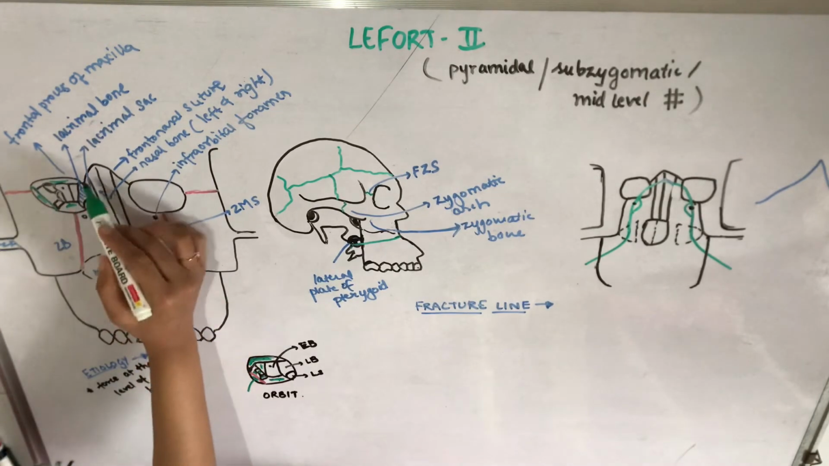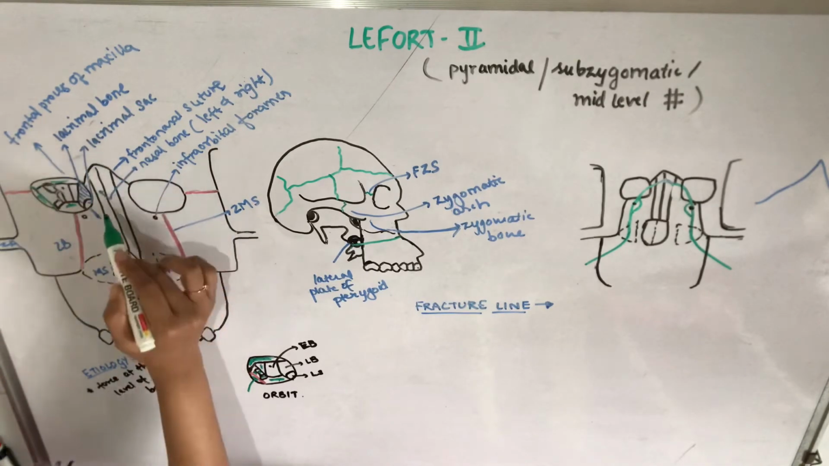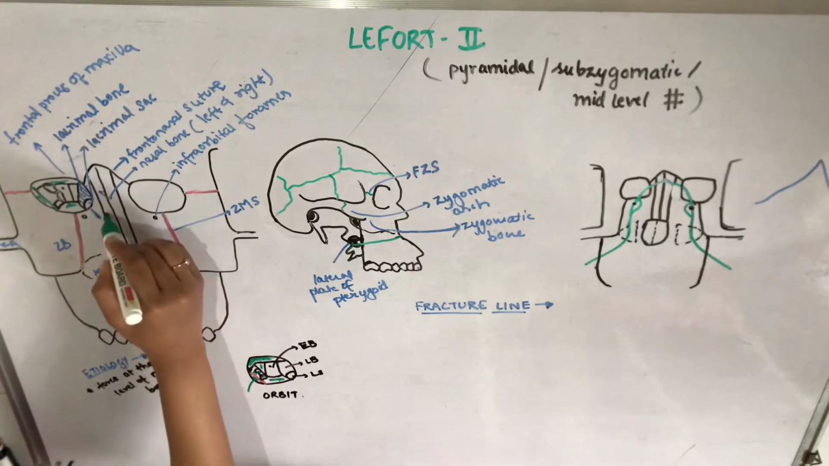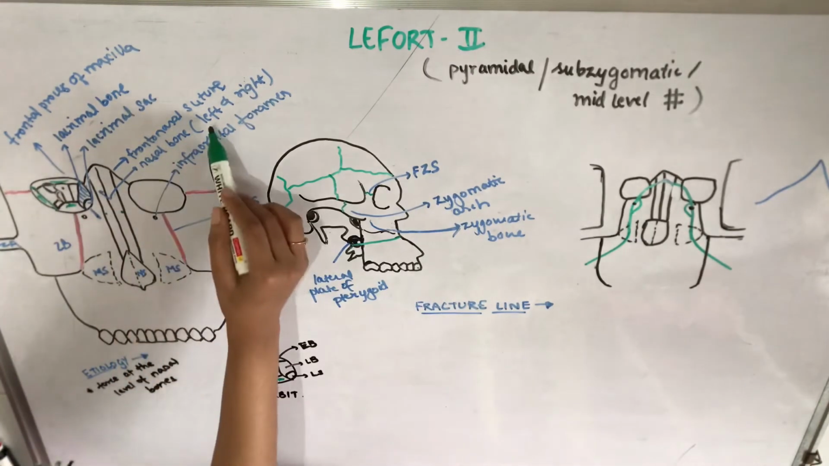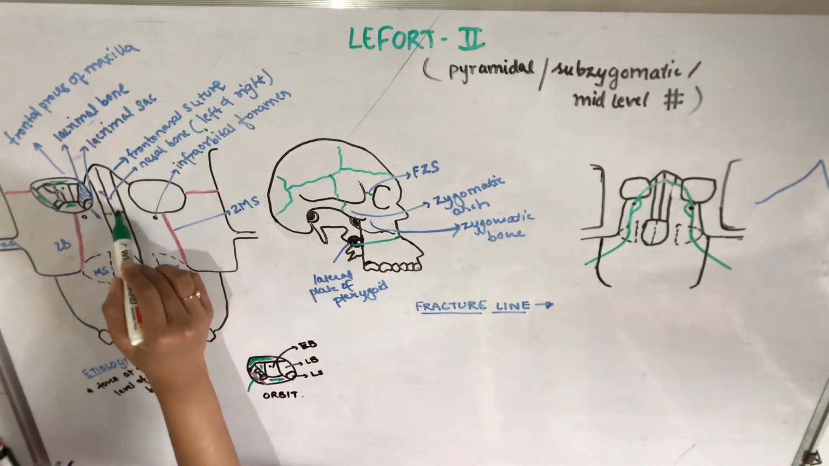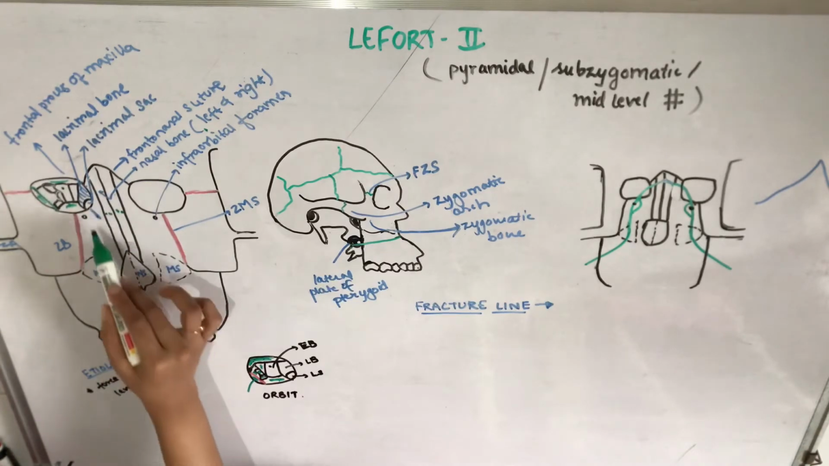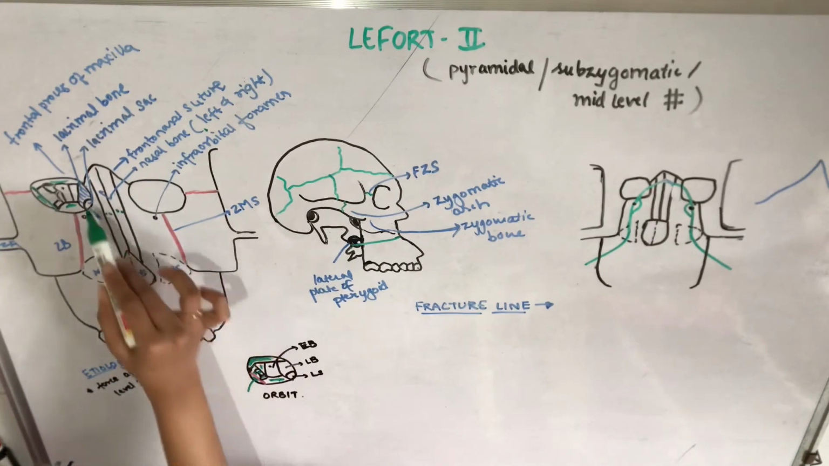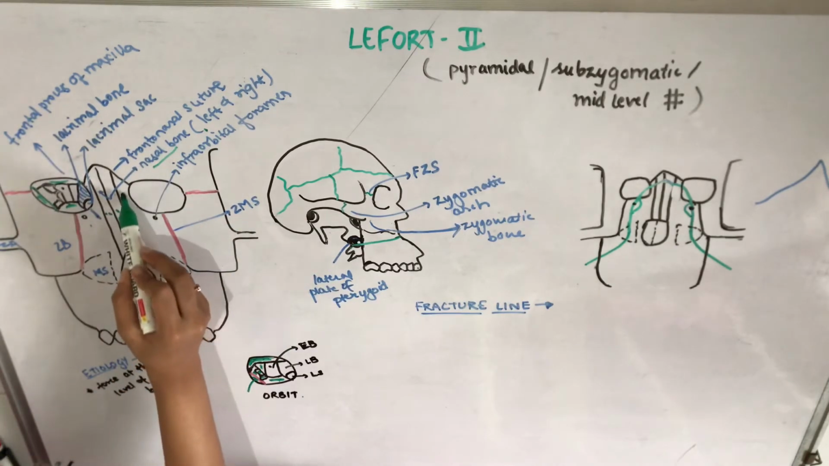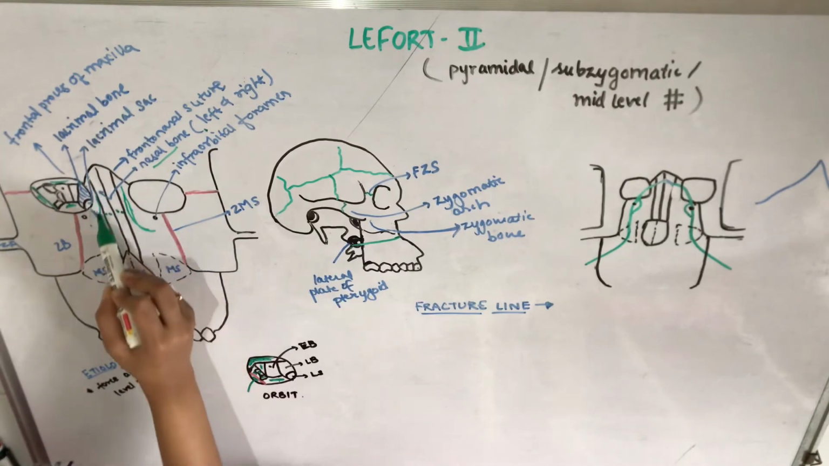Now this is the frontonasal suture, the suture between the frontal bone and the nasal bone. These two are the nasal bones, which are paired bones, right and left. Adjacent to your nasal bone, this whole part, this and this, is the frontal process of maxilla.